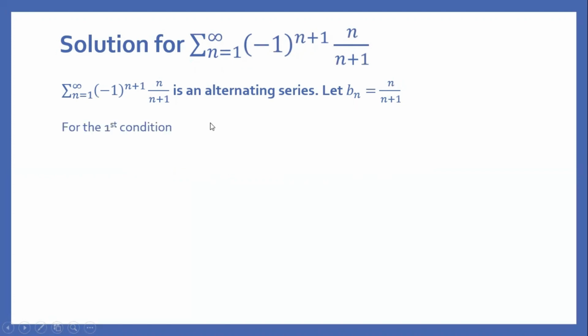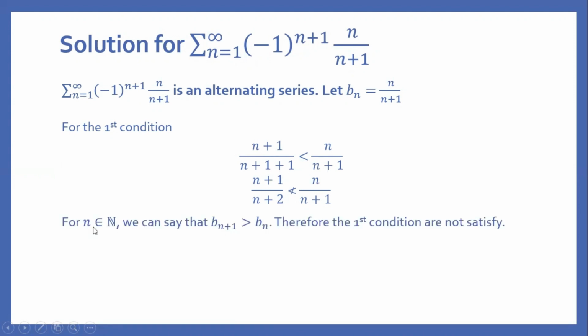Then, next one is yung first condition. Test natin kung first condition. So, n plus 1 over n plus 1 plus 1 is less than n over n plus 1? N plus 1 over n plus 2 is less than n over n plus 1? As you can see, kapag sinubstitute natin yan for n natural numbers, mas mataas yung nasa n plus 1 term. Therefore, for n a natural number, we can say that b sub n plus 1 is greater than b sub n. Therefore, the first condition is not satisfied. So as you can see, the summation of -1 raised to n plus 1 times n over n plus 1 for n equals 1 up to infinity diverges.